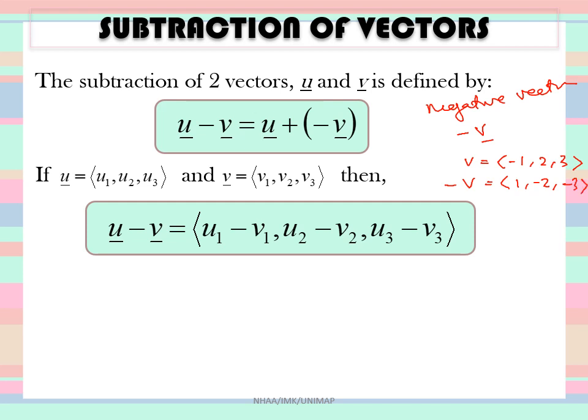Okay, so the subtraction of two vectors just simply means the addition of the two vectors with a different direction. Okay.